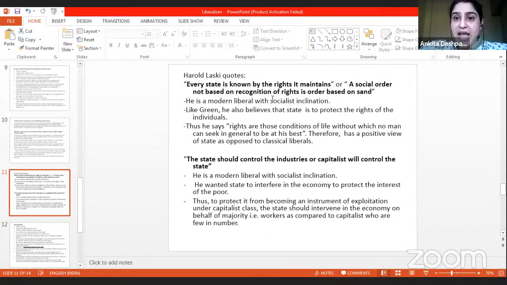All right, and he had a little bit of socialist inclination. Welfare state is socialist, because it is more about idealism, not just about the capitalist class becoming rich. It's about the rich capitalist class being taxed and equality being given to everyone.